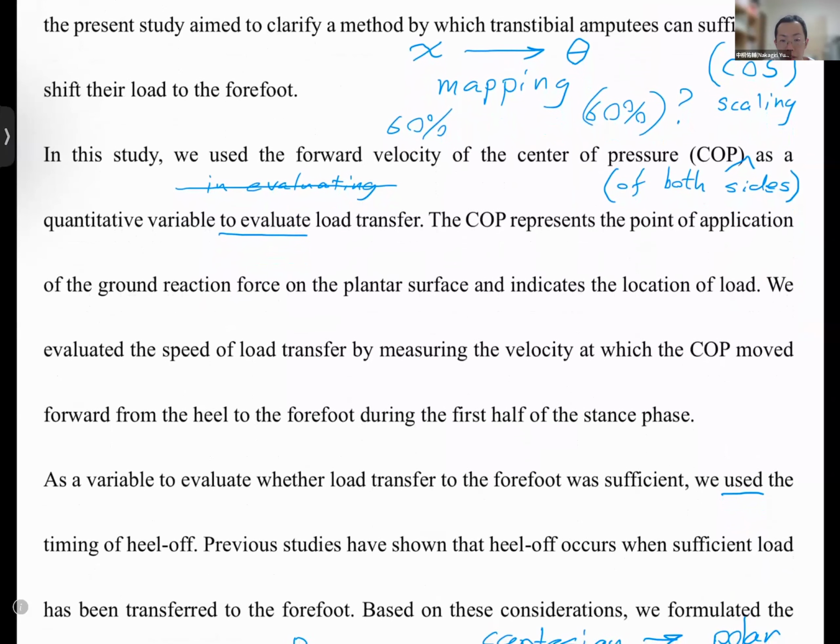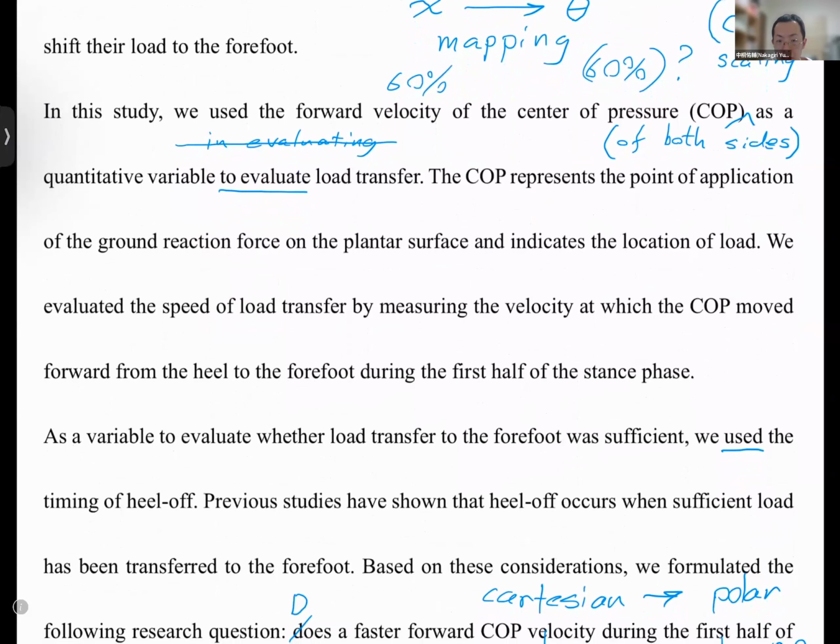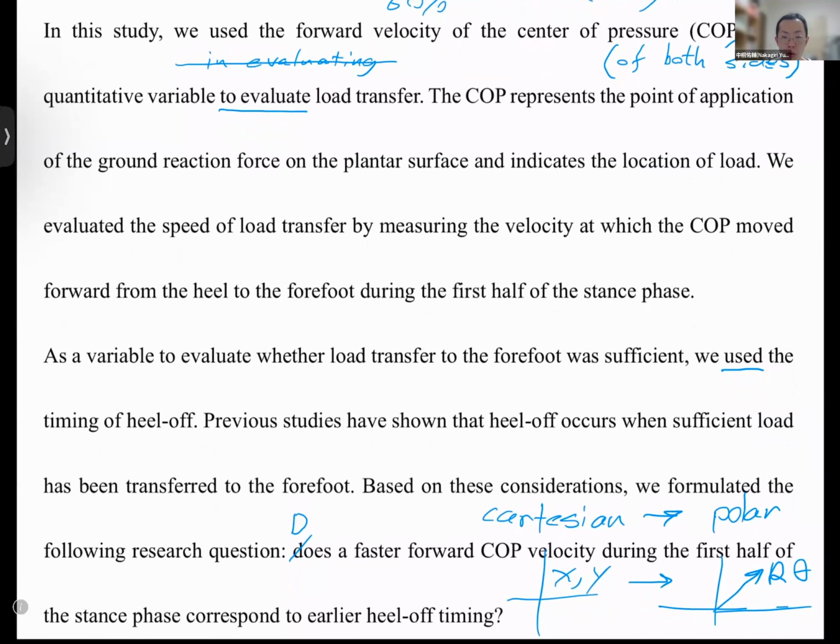In this study, we use the forward velocity of the center of pressure (COP) as a quantitative variable to evaluate load transfer.